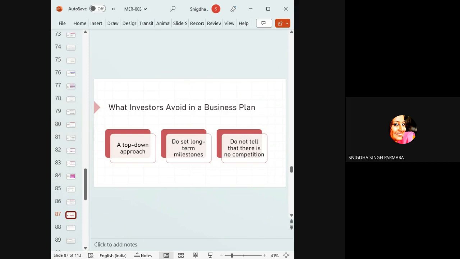What investors avoid in a business plan is a top down approach. What is a top down approach? Where the entrepreneur says that he or she is targeting a $1 billion economy and they're getting 10% of it. You know, so how is it possible that a customer will pay for the solution and how many customers will actually buy it? Okay, so that is a top down approach, and the investors usually do not appreciate it or do not like it.